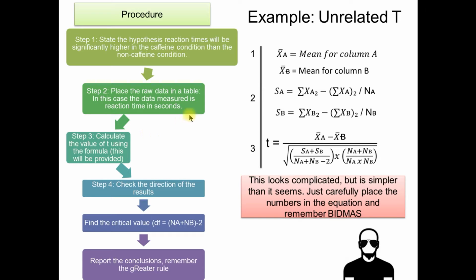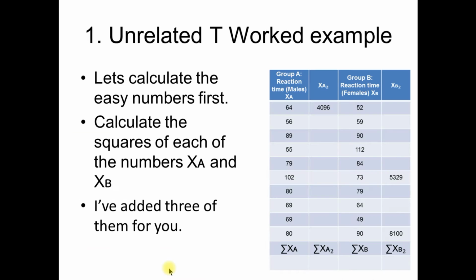Calculate the value of T using this formula. Check the direction of the results, find the critical value, which shows us how to find our degrees of freedom, and report the conclusions as we always do. Right, this is what our table looks like then. Let's go through and calculate it.